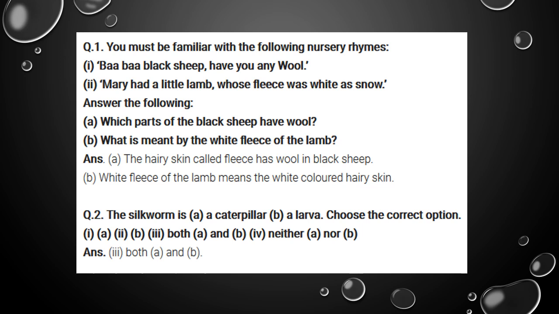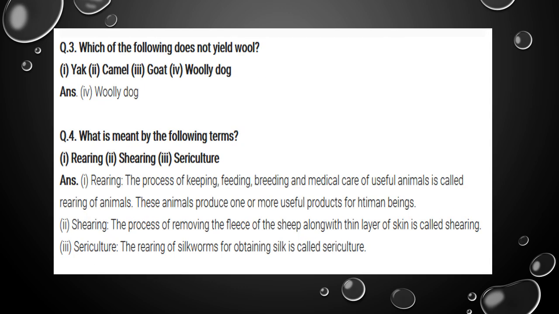What is the correct answer, children? Think. Yes, third one, both A and B. Let's go to the next question. Question 3. Which of the following does not yield wool? 1. Yak, 2. Camel, 3. Goat, 4. Woolly dog. Answer. Woolly dog.